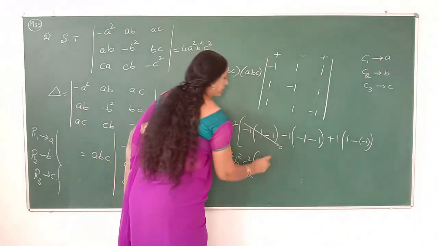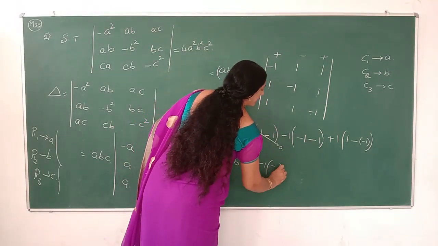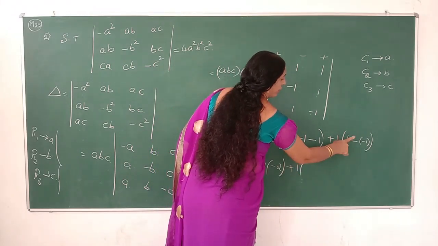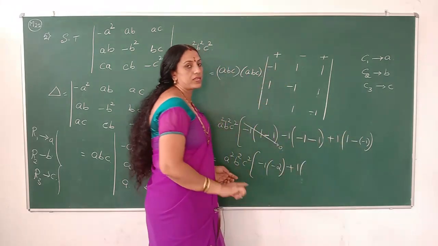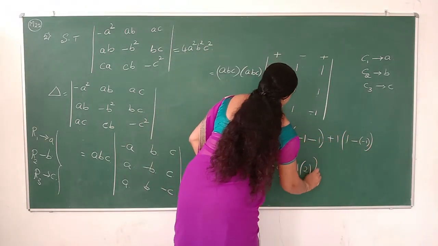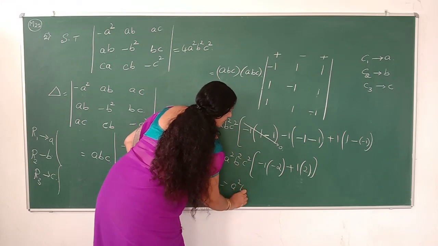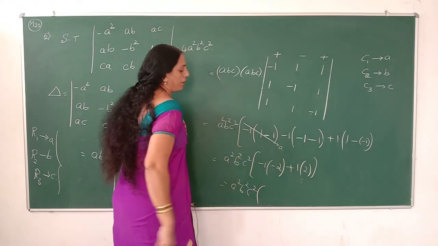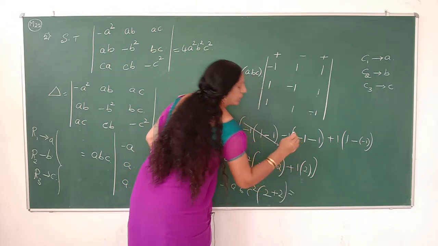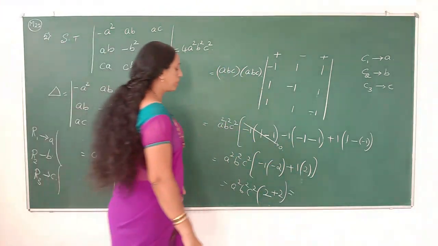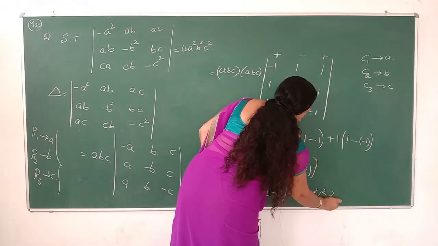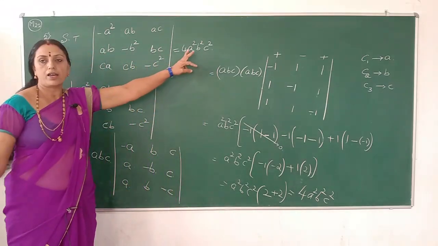In the second element, minus 1 of minus 1 is minus 2, plus the last element is 1 of 1 minus of minus 1. Minus of minus 1 is nothing but plus 1, so 1 plus 1 is 2. That is A square, B square, C square of minus 1 into minus 2 is 2, plus 1 into 2 is also 2. Then 2 plus 2 is nothing but 4. That is 4 times A square, B square, C square. It's the solution for the RHS.